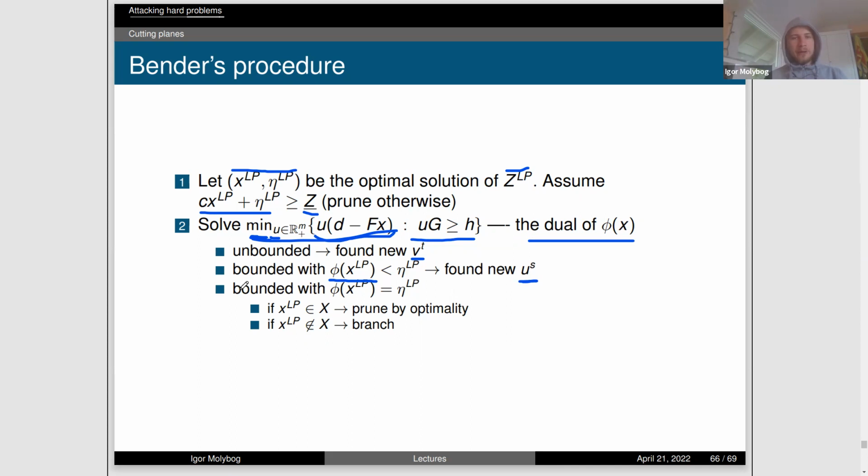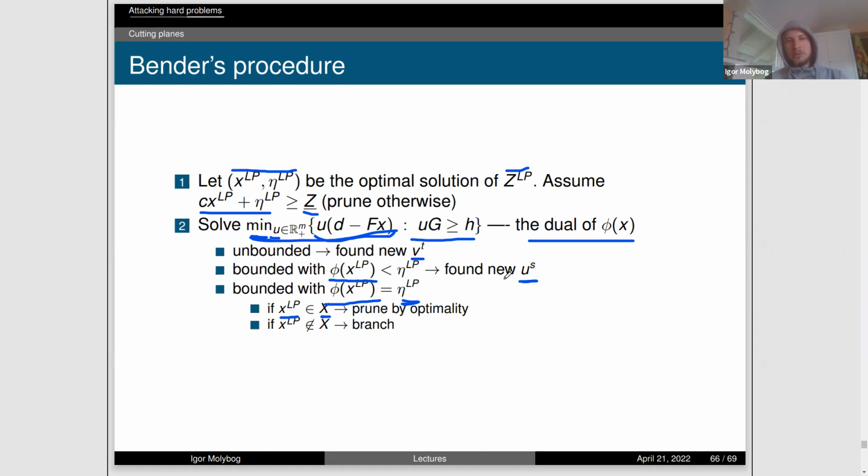and if we have found an optimal value for phi of X LP which is equal to eta LP, then there are two options still possible. If the corresponding X LP does belong to the capital X, then we can prune our corresponding branch by optimality, and if X LP does not belong to the capital X, we would need to continue branching.